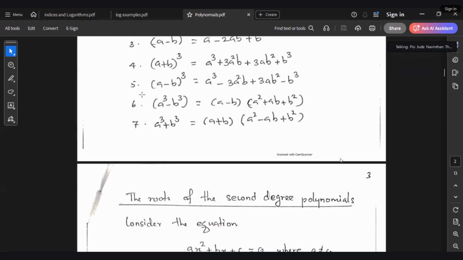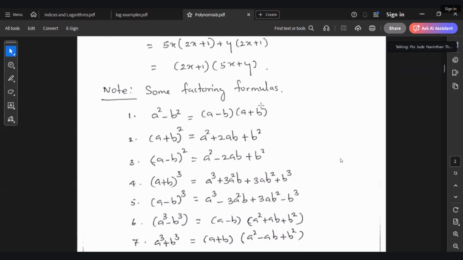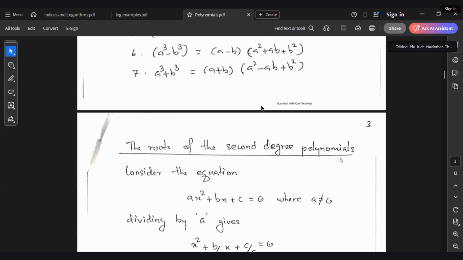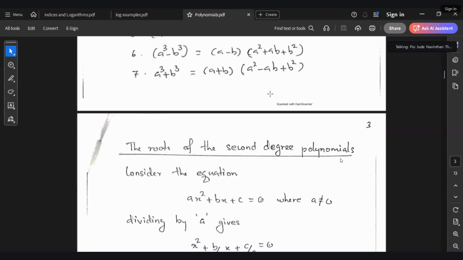a^3 plus b^3, a^3 minus b^3, this you have to memorize. The first one you have to memorize: a square minus b square, (a minus b)(a plus b). Similarly, we have to memorize these two. So one thing is there, a^3 minus b^3: here minus, therefore a minus b; here plus, a plus b. That thing is there. But we need to memorize the other one.